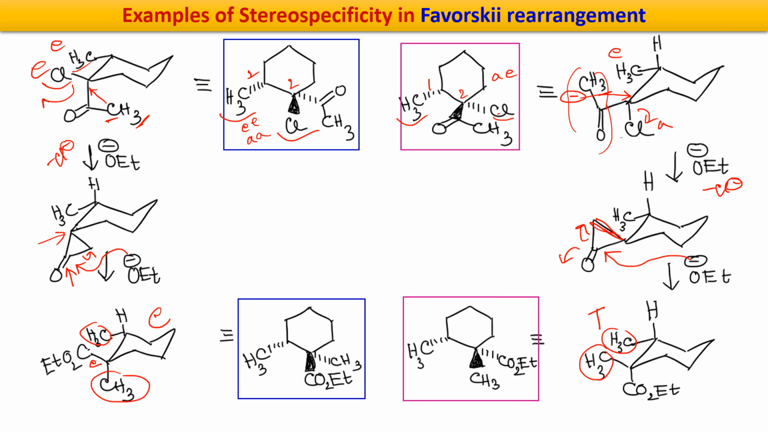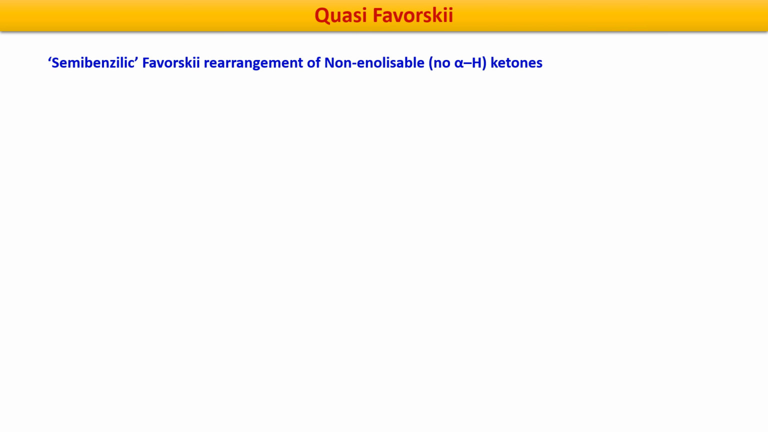From the blue starting material you are getting this blue product, and from the pink one this pink is generated. So it is not possible that, suppose I am numbering it as 1, 2, this is A, B. So you will get A from 1 and B from 2, not the other possibility. Okay, so that is why it is a stereospecific reaction. Next we will see Quasi-Favorskii.